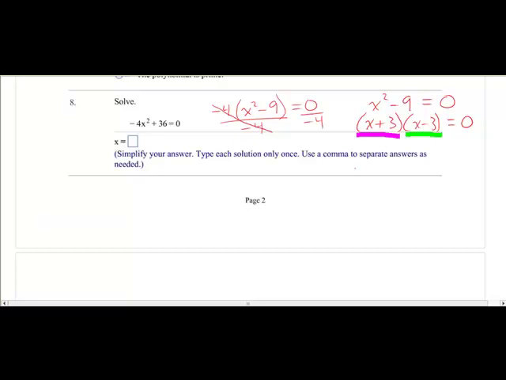One solution is if x plus 3 is 0. That would make the whole thing 0. The other solution is if x minus 3 is 0. And in each case, just do one step algebraically to solve for x. Here we get x equals negative 3 by subtracting 3 from both sides. And here we get x equals positive 3. So there are my two solutions to number 8. What you would have typed in the box is negative 3, comma 3, or 3, comma negative 3. The order you put them in doesn't matter.